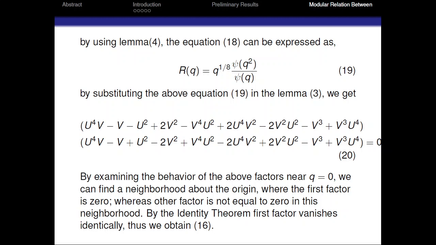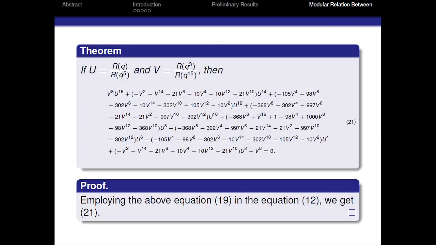By examining the behavior of the above factors for q is equal to 0, we can find a neighborhood of the origin where the first factor is 0 whereas the other factor is not equal to 0 in this neighborhood. By the identity theorem, the first factor vanishes identically, thus we obtain 16.